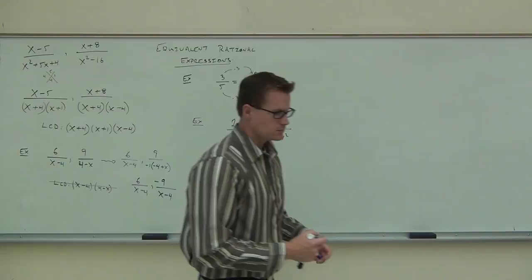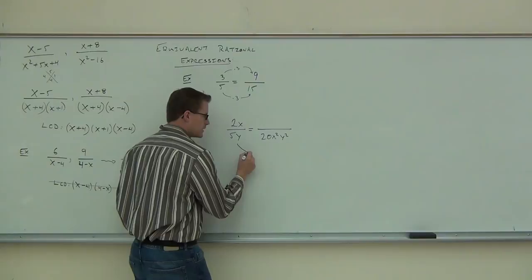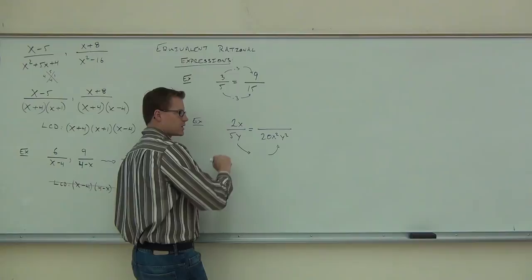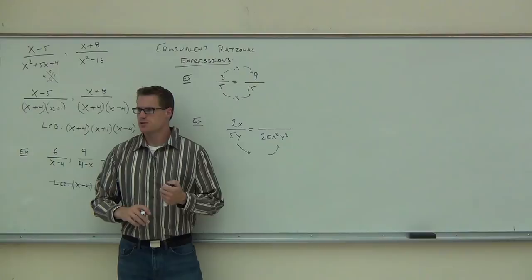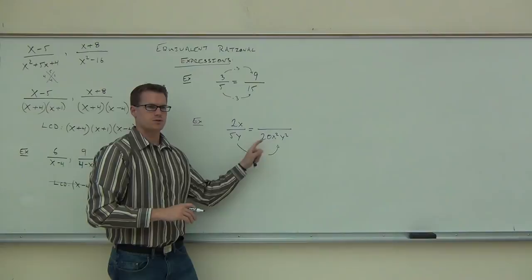So down here, we're going to write how in the world they're getting from 5y to 20x squared y squared. So we have to multiply. Answer the number first, the 5 to the 20. What do you multiply by to get from here to here as far as the number goes? You all see the 4? 5 times 4 gives you 20, okay.